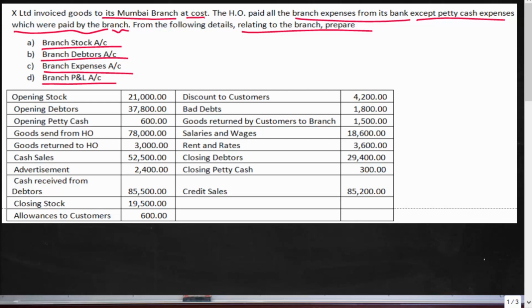Then we have information like the opening stock, debtors, opening petty cash, goods sent from HO, returned to HO, cash sales, advertisements, cash receipt from debtors, closing stock, allowances to customers, then discount to customers, bad debts, goods returned by customers to branch, salaries and wages, rent and rates, closing debtors, closing petty cash, and credit sales. So let's open the accounts.